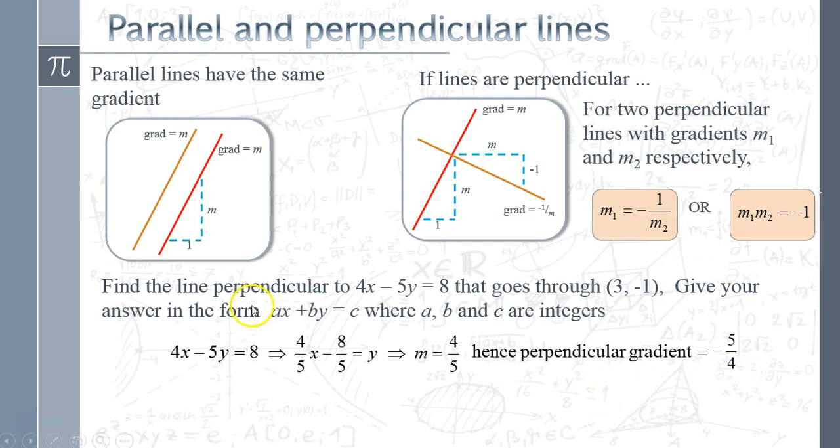Now that we've got the gradient, we know it goes through (3, -1). So what we've got to do is just put that into our formula for a straight line, plug in the values, and then do the rearranging to get it in the form that we want.